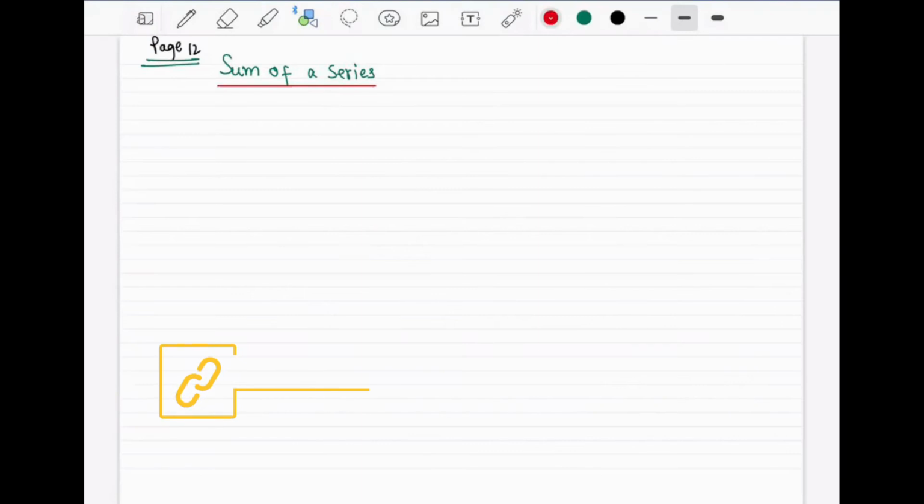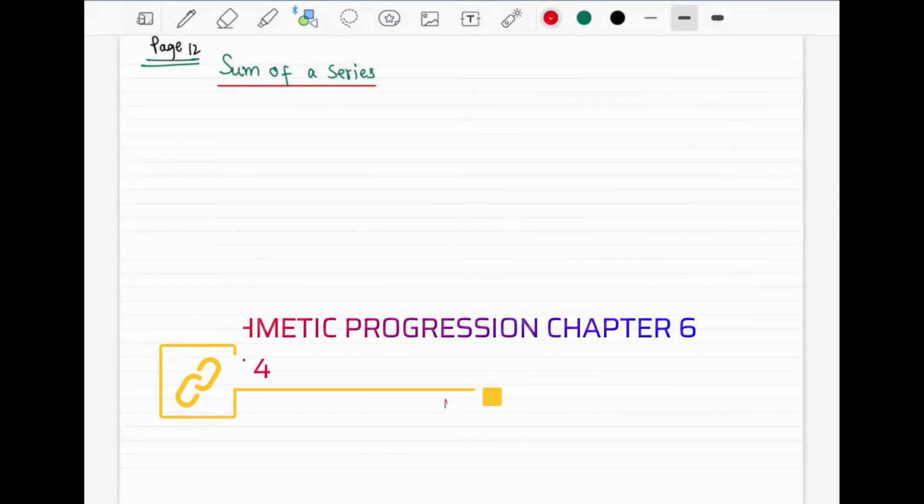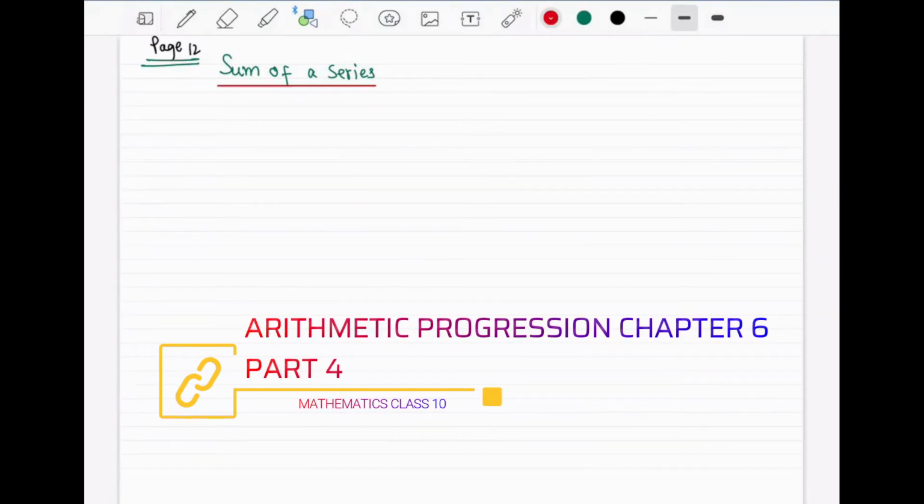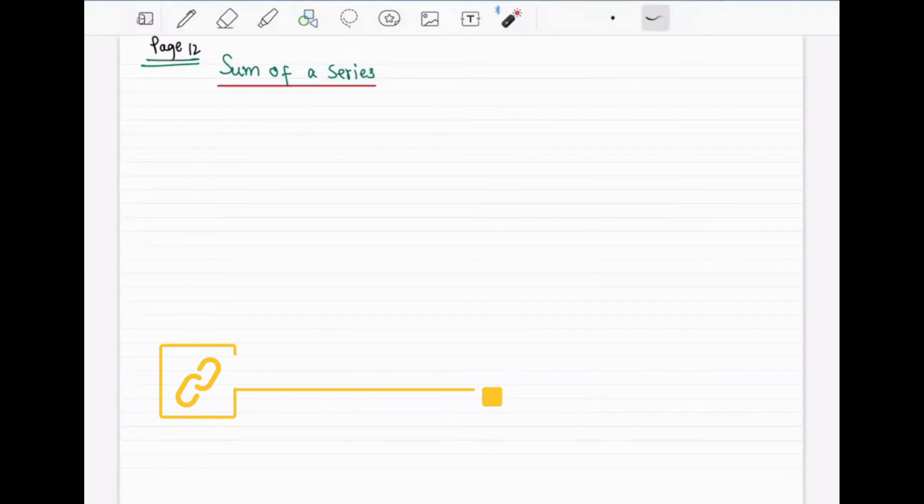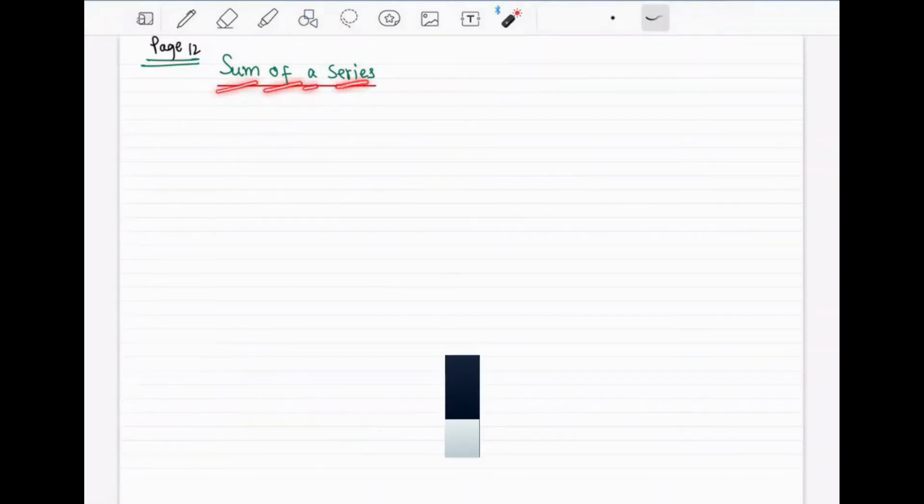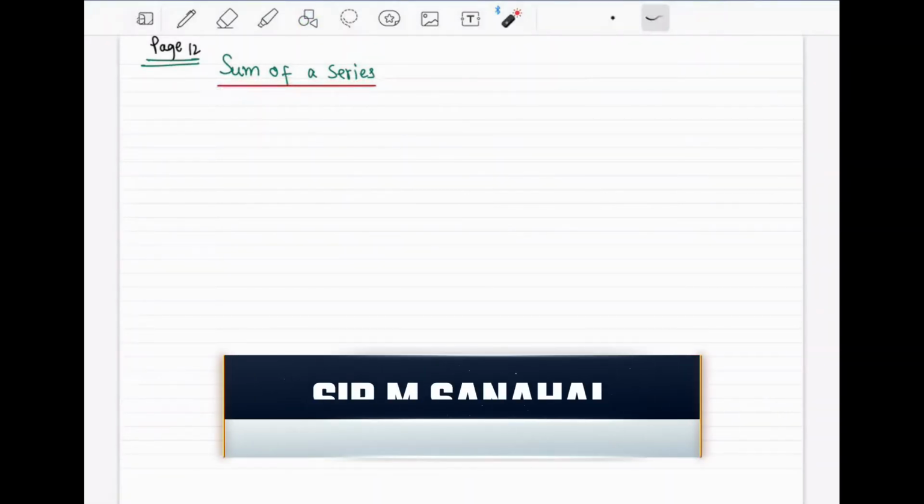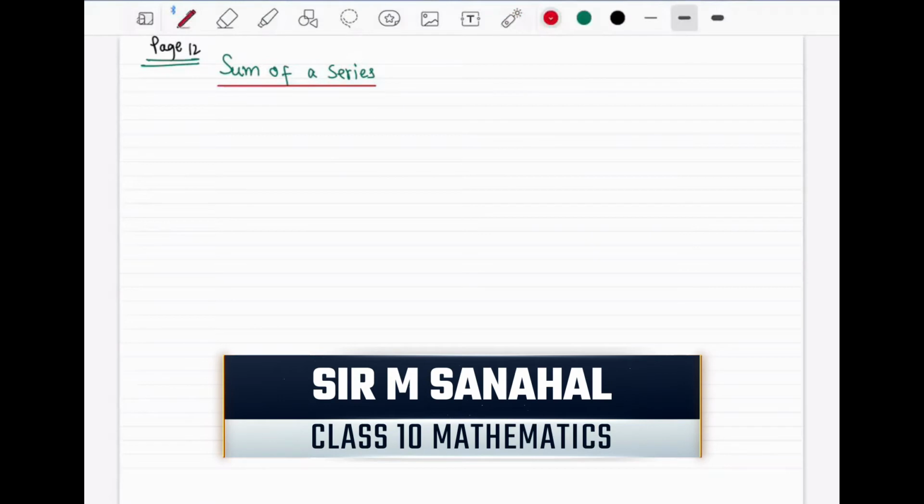Okay, hello students. We're starting a new topic from your arithmetic progression. Today is arithmetic progression part 4. So here is the new topic, sum of a series. First of all, you need to know what is a sequence and what is a series.